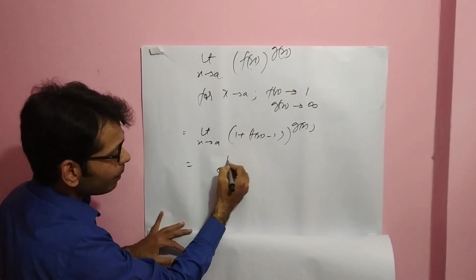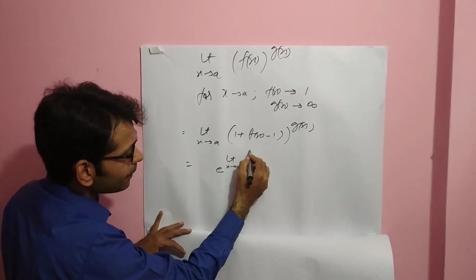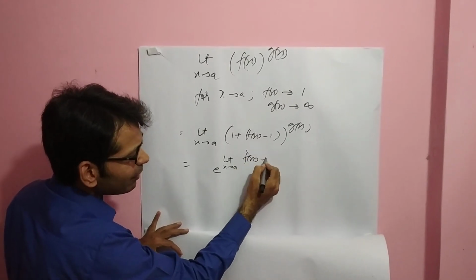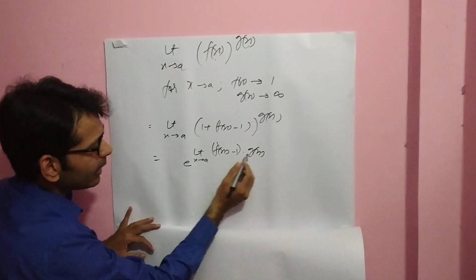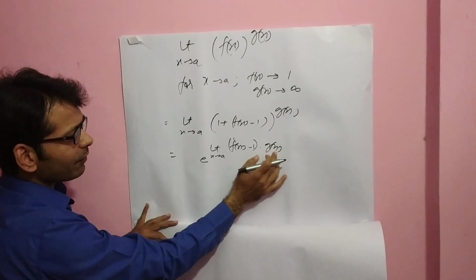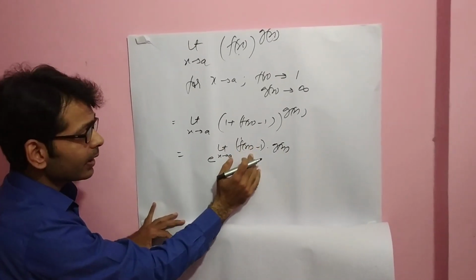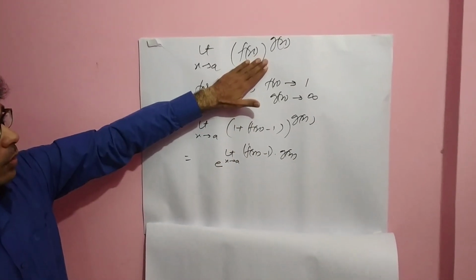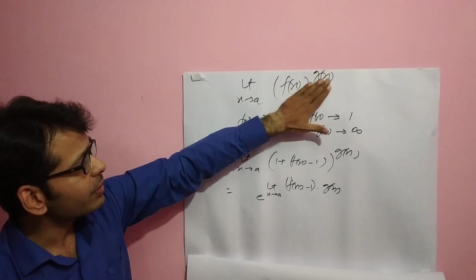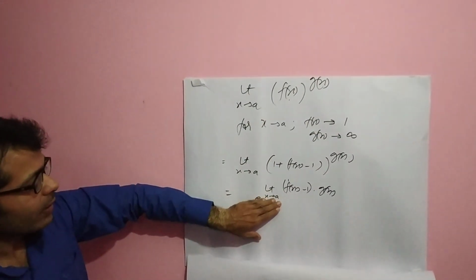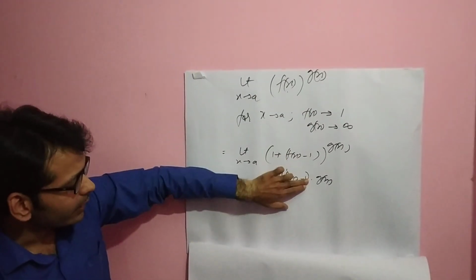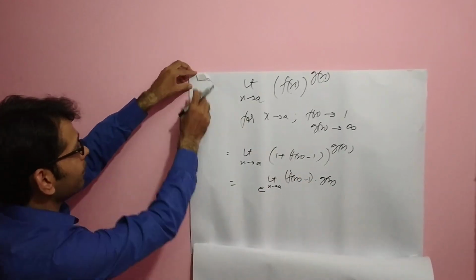कैसे? e to the power limit x tending to a, f(x) minus 1 into g(x). यानी कि जो 0 वाला फैक्टर था, इंफिनिटी वाला फैक्टर था, वो हमने e की पावर में लिख दिया. ठीक है, तो हमें इस तरह के एक्सप्रेशन दिए होंगे f(x) to the power g(x). हम उसको कैसे लिख देंगे? e to the power limit x tending to a, f(x) minus 1 and g(x).